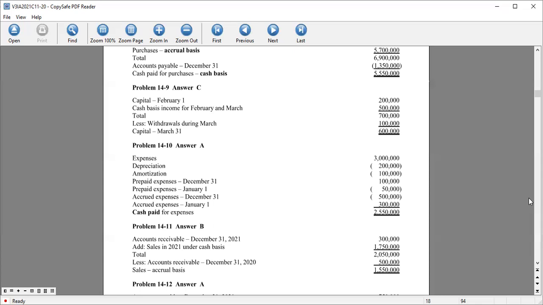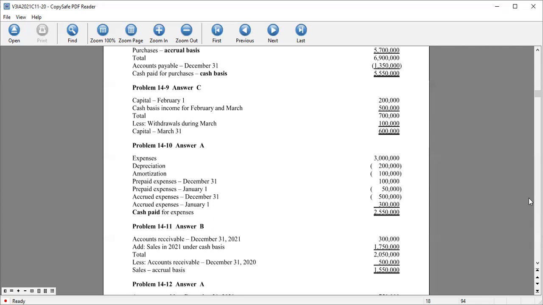What total amount was paid for expenses during the current year? The company provided the following information for the current year, for December 31 and January 1. So we have inventory, prepaid expenses, accounts payable, accrued expenses, cost of goods sold, and expenses. The expenses for the current year included depreciation of 200,000 and amortization of 100,000. Now, what total amount was paid for expenses during the current year?